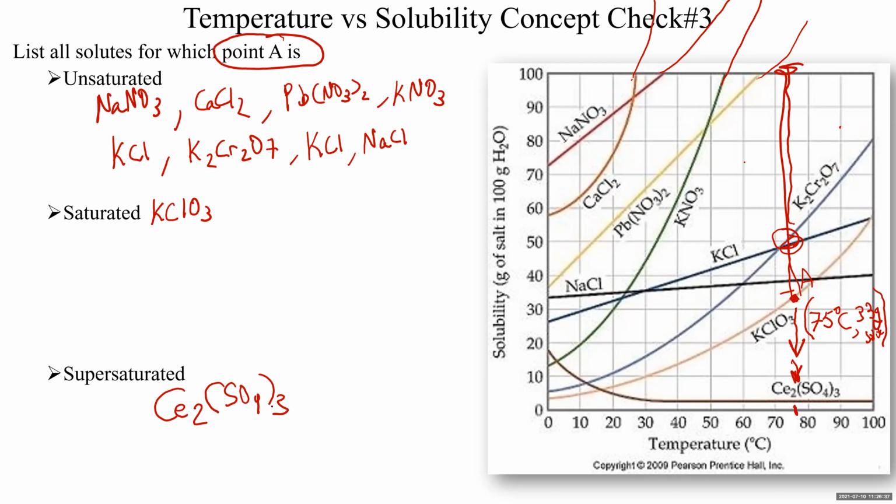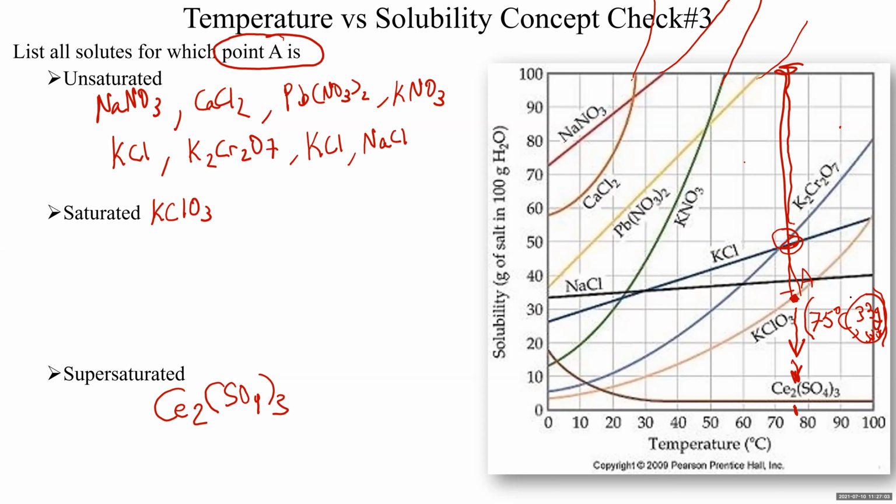So that point is below. So that's supersaturated. At 75 degrees Celsius, trying to dissolve 33 grams of cerium sulfate into 100 grams of water, in other words, this level of concentration would represent a supersaturated cerium 3 sulfate solution. Supersaturated cerium sulfate solution. Can you say that 5 times fast? Okay.